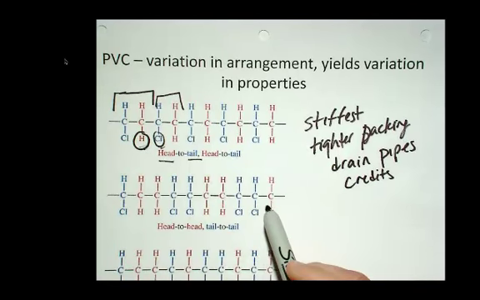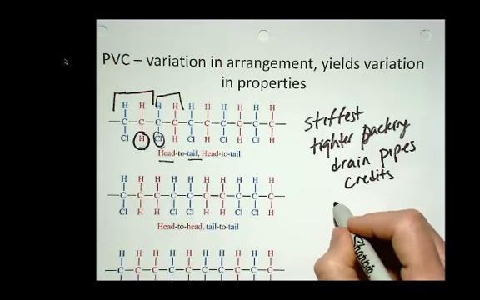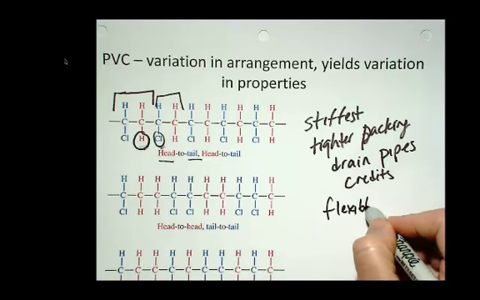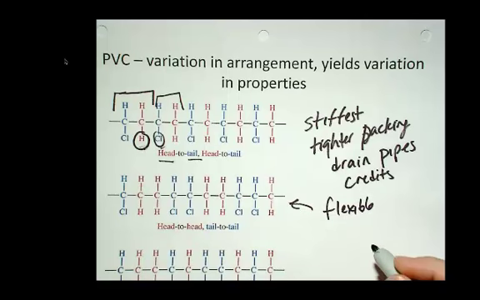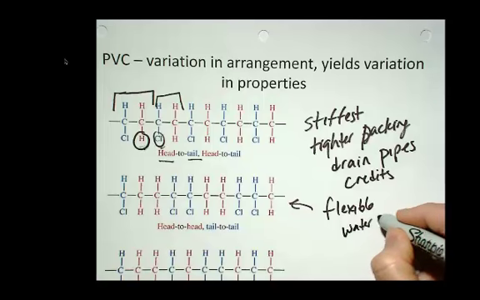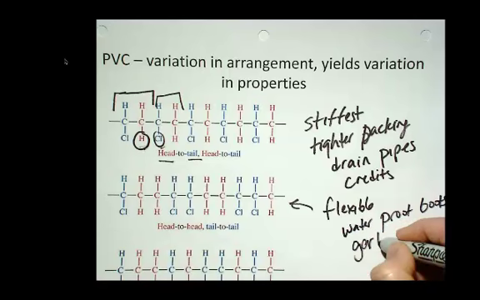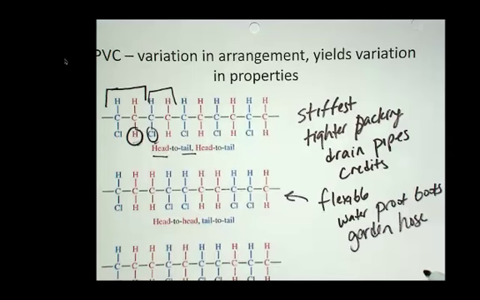The head-to-head, since it doesn't pack, is a softer, more flexible type of plastic. This one's more flexible. And this is the type of material that might be found in waterproof boots or garden hoses. That's sort of an application, more flexible.